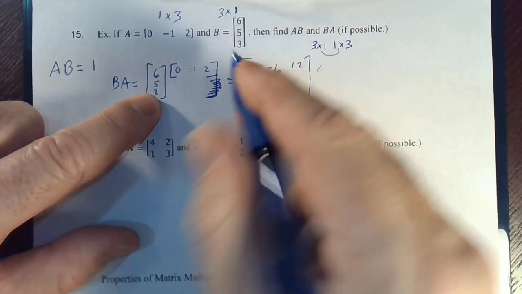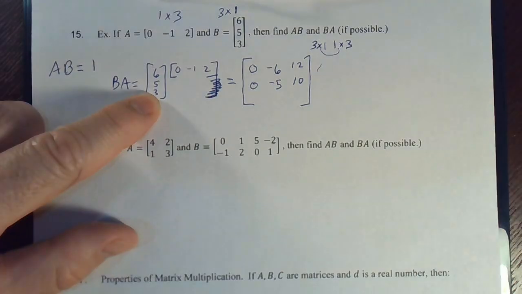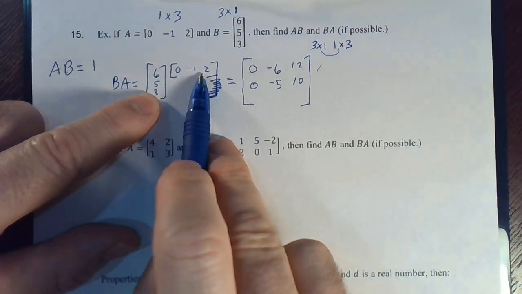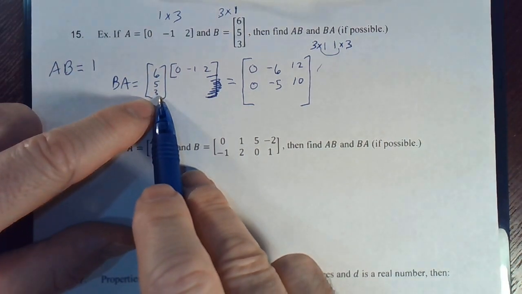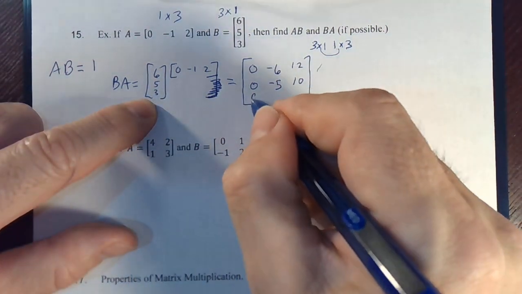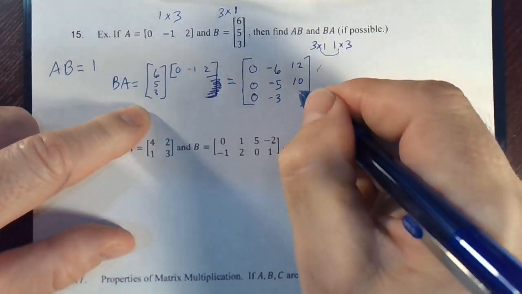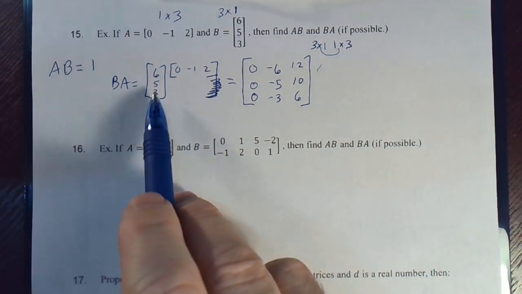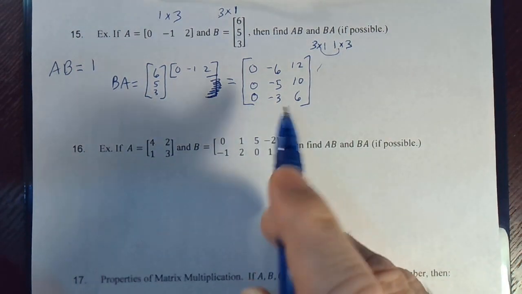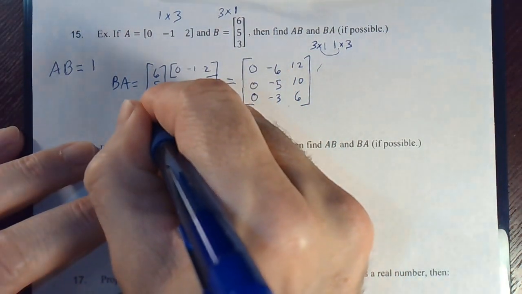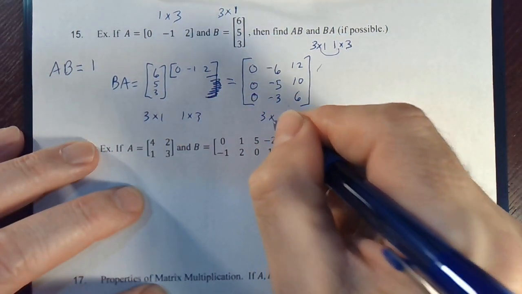5 times 0, row 2 times column 1. 5 times 0 is a 0. 5 times negative 1 is negative 5. 5 times 2 is 10. So we took this row matrix, multiplied every element in it by 5, and that became row number 2. And likewise, we get 3 times 0 for 0, 3 times negative 1, negative 3, 3 times 2, 6. So we took this row matrix and we multiplied it all by 3, and we got this row 3 in this matrix, which is 3 by 3. So let me write down 3 by 1, 1 by 3, we multiplied them, and we got a 3 by 3.